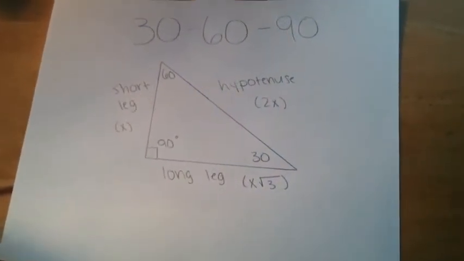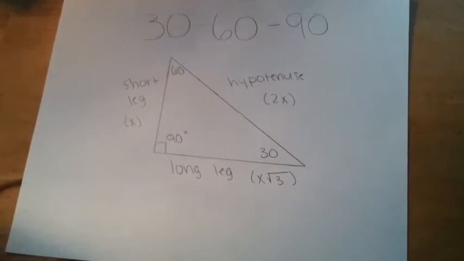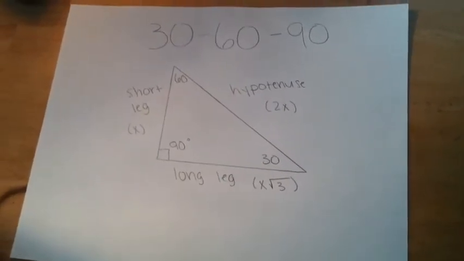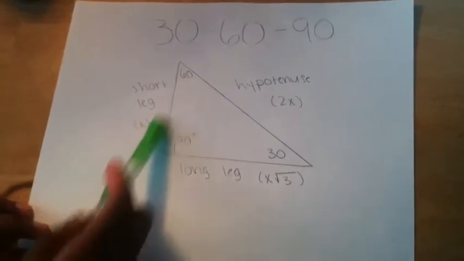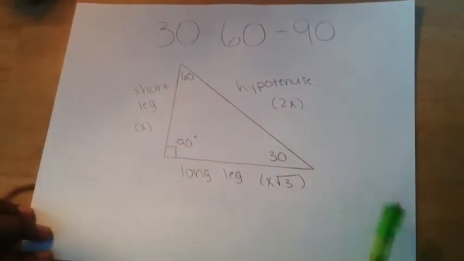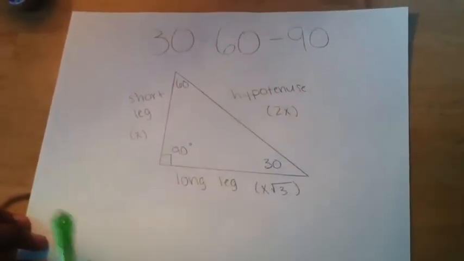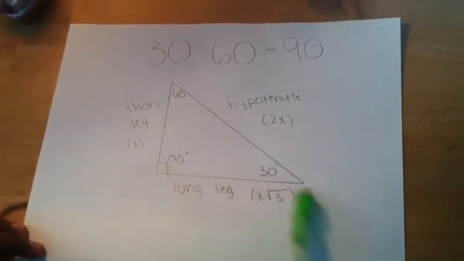Next up is shortcut pattern formulas. Remember that these only apply to a 30-60-90 degree triangle. Let's call the short leg x. The hypotenuse will always be 2x, and the long leg will always be x root 3.